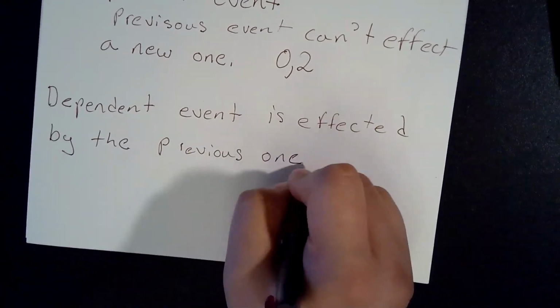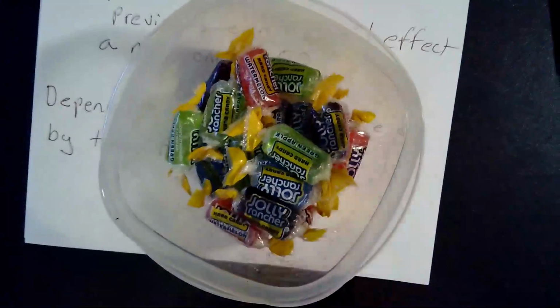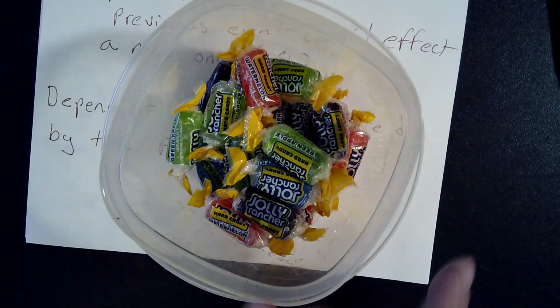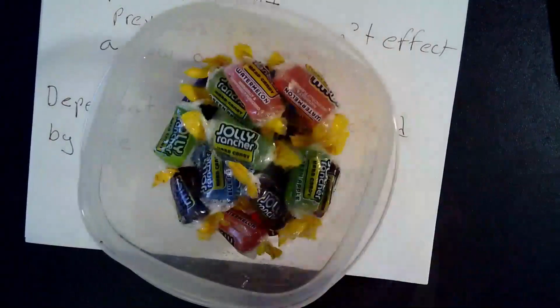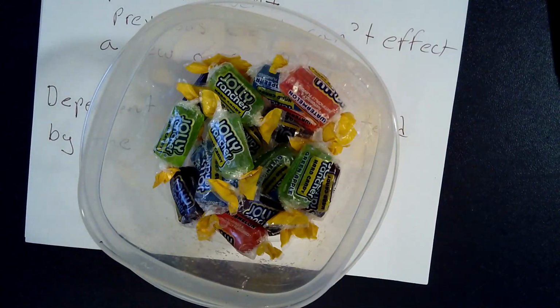Okay, so take example. I have a bowl of 20 Jolly Ranchers right here. 5 blue, 5 red, 5 purple, 5 green. Okay? So a dependent event is affected by a previous one. So if I go and I pick out one of these Jolly Ranchers, right? And I eat it. I'm not going to have 20 Jolly Ranchers left, right? I'm only going to have 19 now.